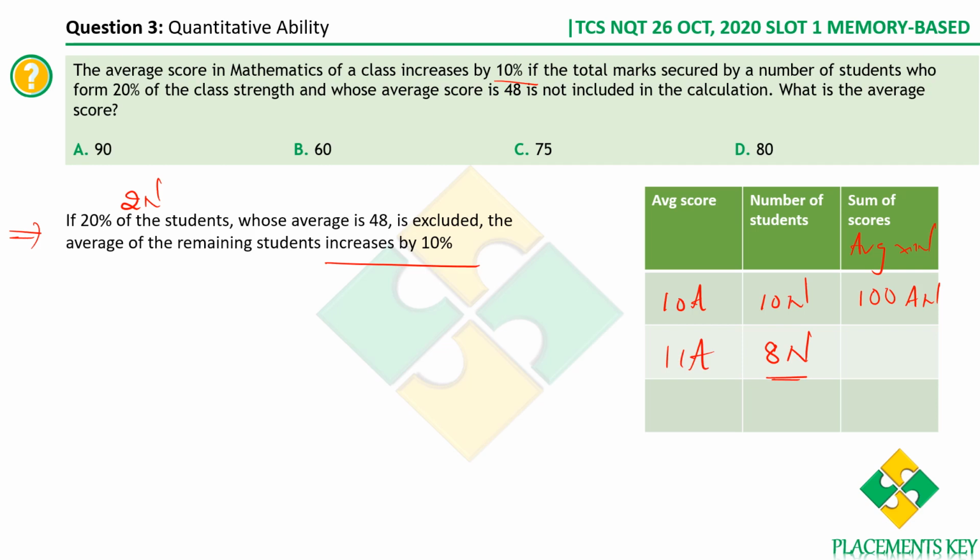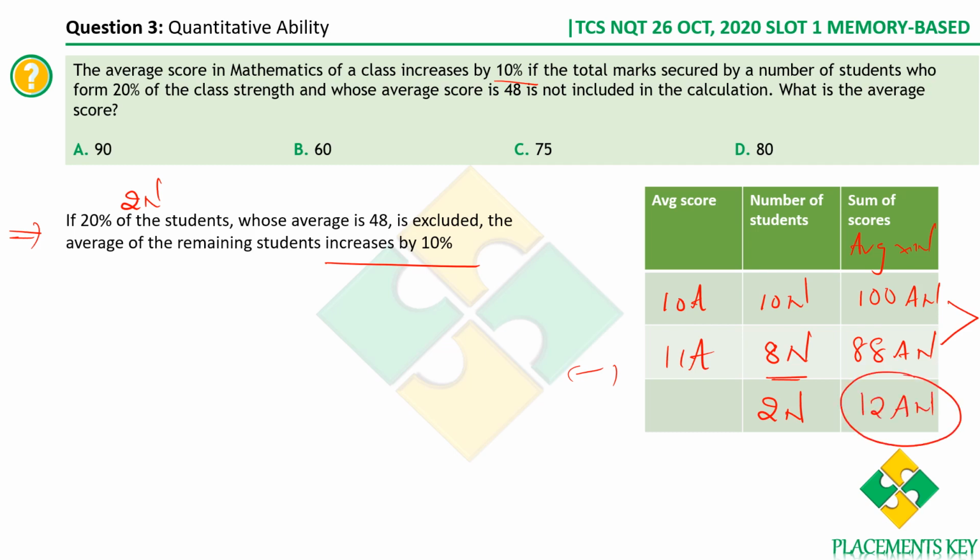Okay, now what does it mean? What is the sum of scores then? We know the average, we know the number of students. The sum will be 11 into 8, that is 88AN. Therefore, what can we conclude from these two? If we subtract these two, the remaining students are 10n minus 8n, which is 2n, and the sum of the scores of these 2n students is 100an minus 88an, which is 12an.